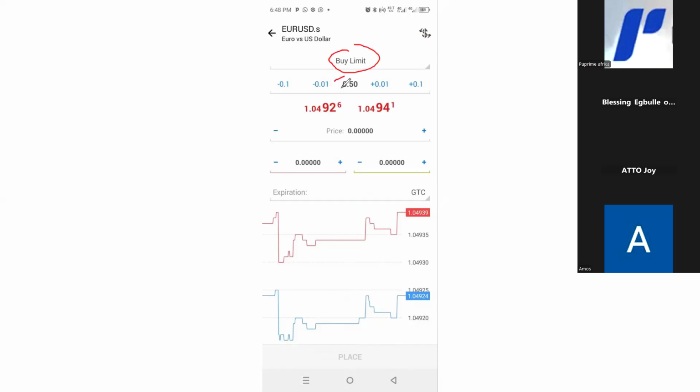Again, set your lot size. Now, because it is a limit order, if it is instant execution, you enter the market now. But since it's a pending order and a limit order, there's a specific price you want the platform to trigger you into the trade, and that is the place now labeled as price.